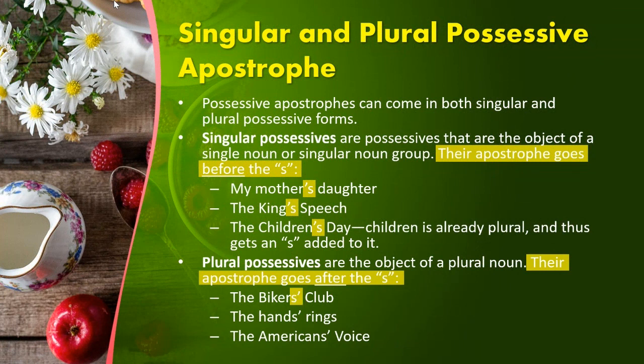Another example is the king's speech. Since the speech belongs to the king, the apostrophe s would go after king. In Children's Day, children is already plural, so an apostrophe s would be added after it.